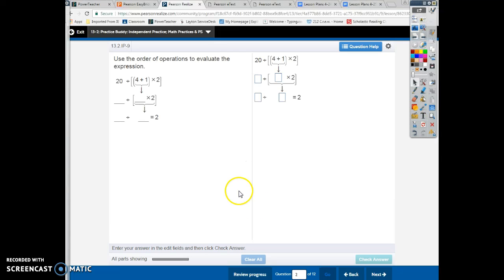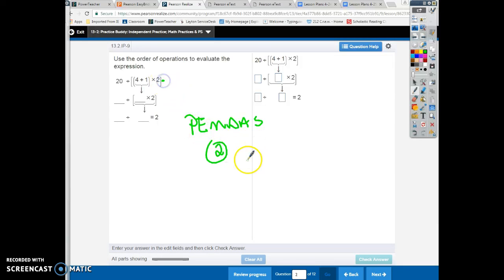So let's go ahead and do problem 2. We kind of did one like this, but this one has brackets. So let's go ahead and write this one down too. Again, you want to start with PEMDAS. We're going to do problem number 2, and I want to copy that problem down right there. 20 divided by brackets, parenthesis, 4 plus 1, close parenthesis, times 2 in my bracket.